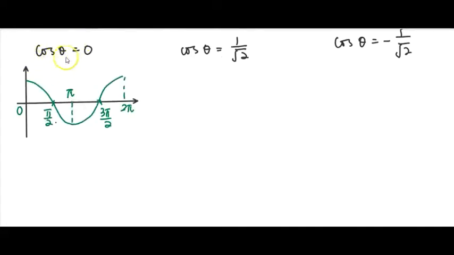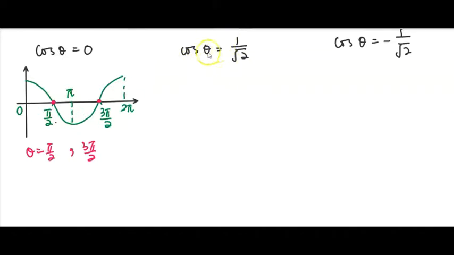For the first equation, cos theta equals 0, I'm going to use the graph of y equals cos theta to solve for this equation. When y equals 0 at this graph, I got 2 points that satisfy the equation. That is when theta equals pi over 2 and also 3 pi over 2. So these two angles are the solution of cos theta equals 0.